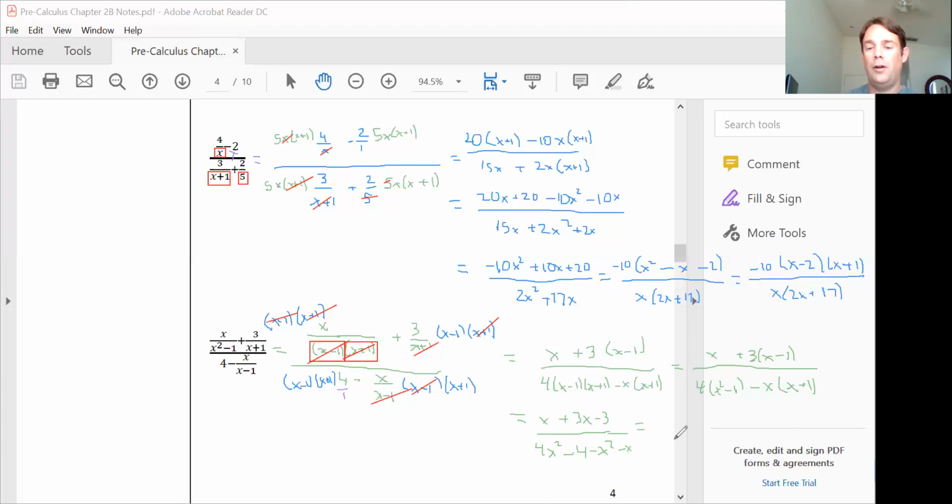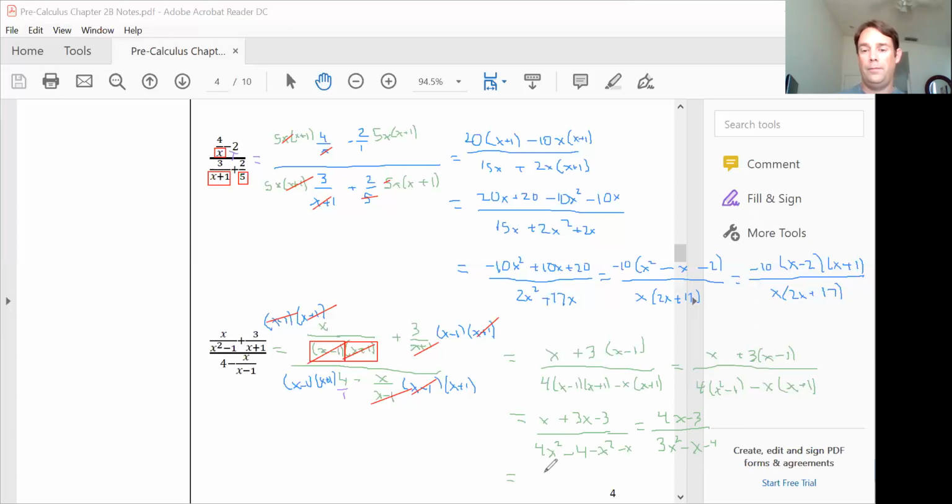And if we combine our like terms, it looks like I have a 4x minus 3 on top here. And down here I have a 3x squared minus x minus 4. Well, it turns out that that denominator is actually going to factor. So why don't you go ahead and pause it if you haven't done so and factor that out.